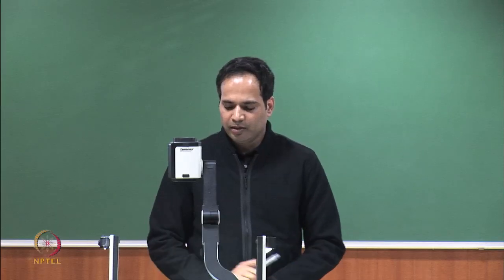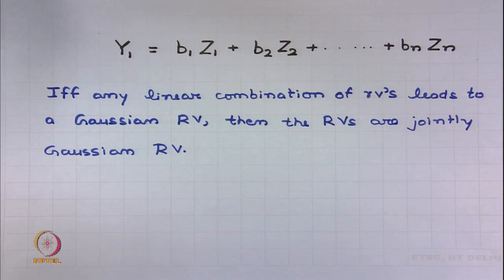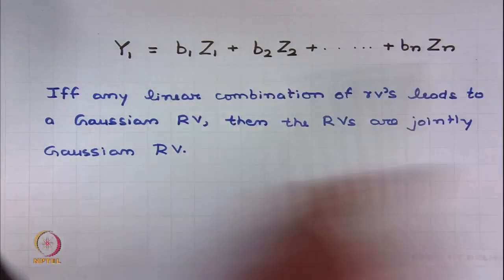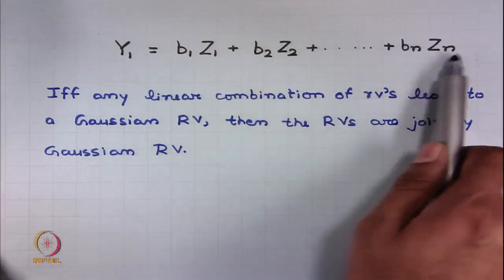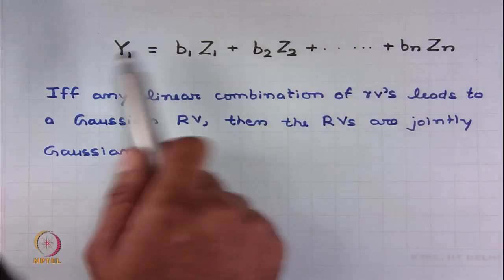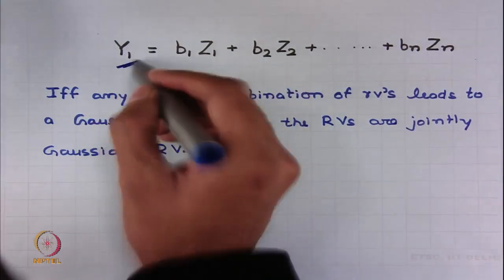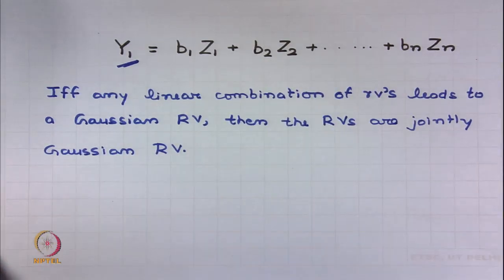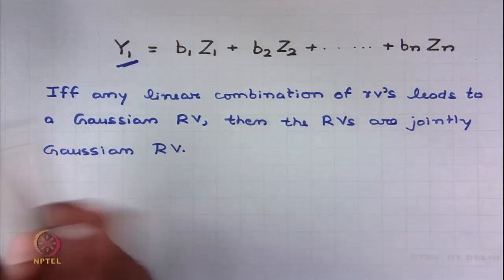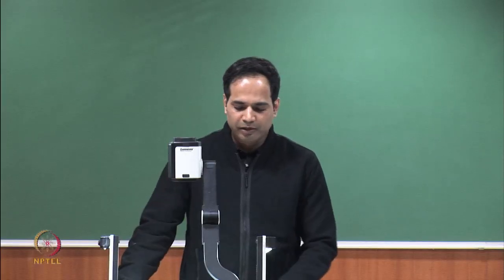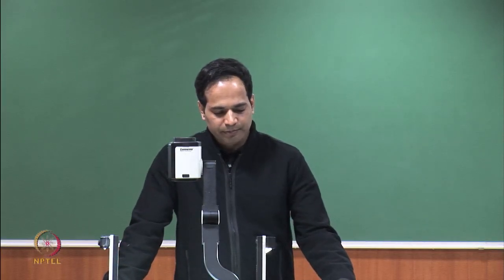We have also looked at the second way of defining these jointly Gaussian random variables, and this is that if and only if any linear combination of these random variables Z1, Z2 and Zn leads to a Gaussian random variable, so Y1 has to be a Gaussian random variable, then the underlying random variables are jointly Gaussian. And we have also seen the equivalence between the first definition and the second definition. So, this is for jointly Gaussian random variables.